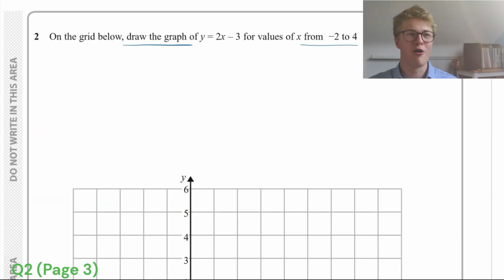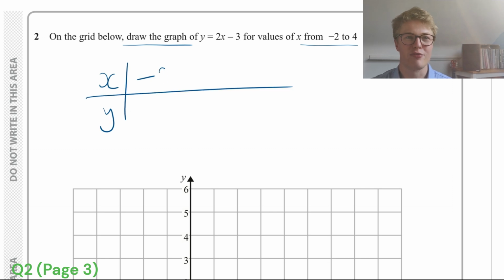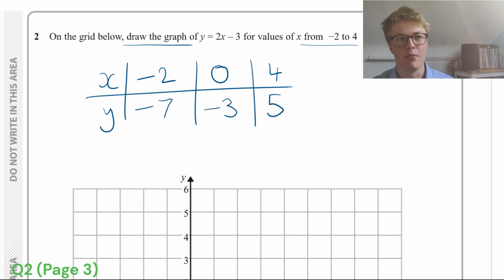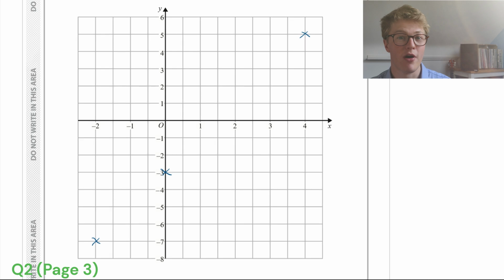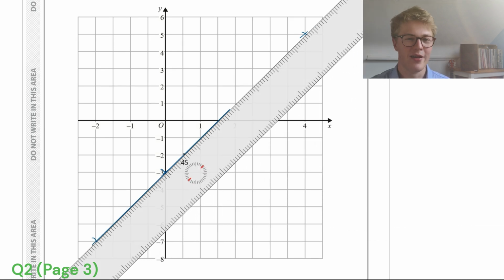On the grid below, draw the graph of y equals 2x minus 3 for values of x from minus 2 to 4. What I did is I wrote a table where I did x for minus 2, 0 and 4 and then y for those x values. So minus 7, minus 3 and 5. I plotted all of these and then drew a line and that was my answer.